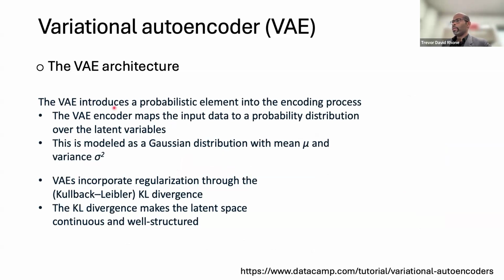Okay, so the VAE introduces a probabilistic element to the encoding process. Again, you model this as a Gaussian distribution with mean and variance sigma squared. And again, it uses the scale, which is a Kullback-Leibler divergence, to help make your data set, your latent space, rather continuous and well structured. Also reduces overfitting.